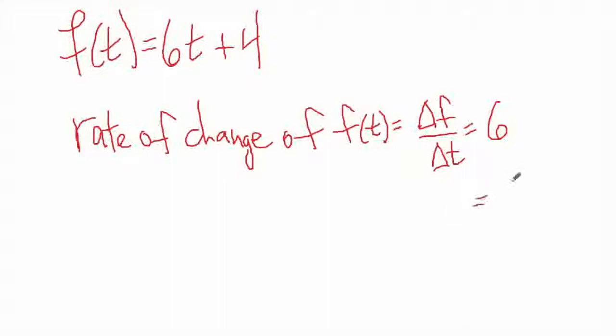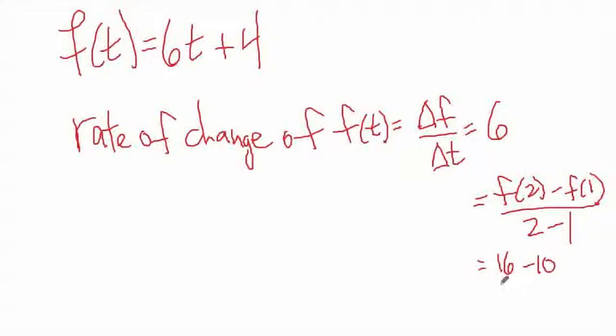If that wasn't clear, you can pick any 2 points, like f of 2 minus f of 1 over 2 minus 1 for the time values, final and initial. f of 2 would be 16, f of 1 would be 10, so 16 minus 10 over 2 minus 1 gives 6. So that's the rate of change, and later on we'll do more complicated rates of change.